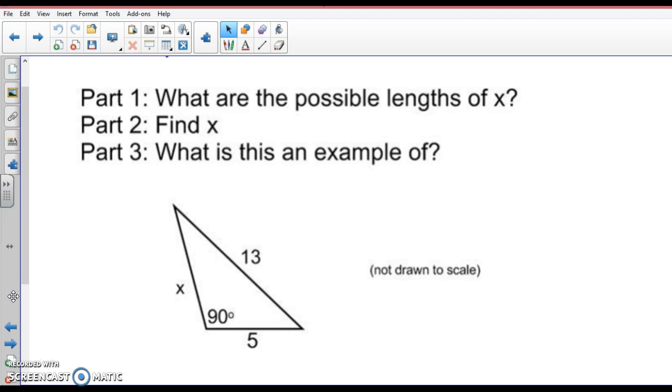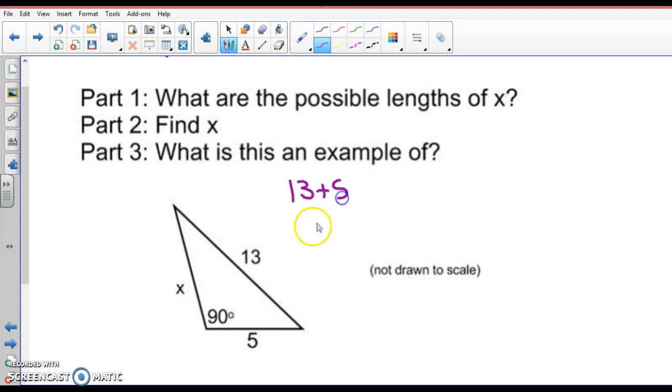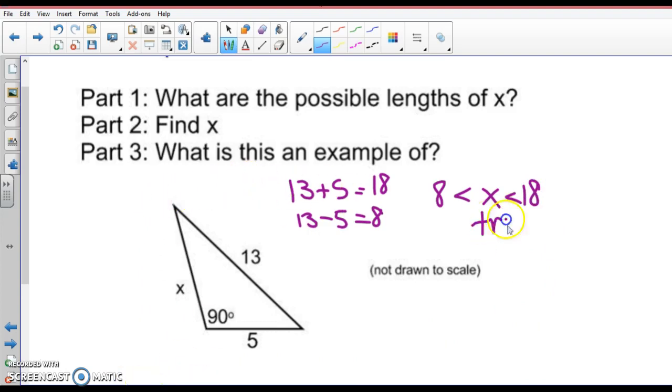We've got this side is 13, this side is 5. To find the possible length of the third side of the triangle, we're going to use triangle inequality. So take your two sides that you're given and add them and subtract them. 13 plus 5 is 18. 13 minus 5 is 8. So my third side x has to be greater than 8 and less than 18. What is this an example of? This is triangle inequality.